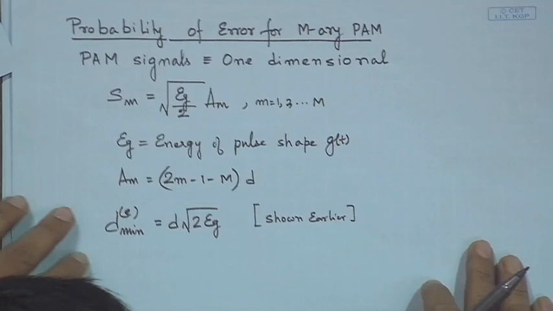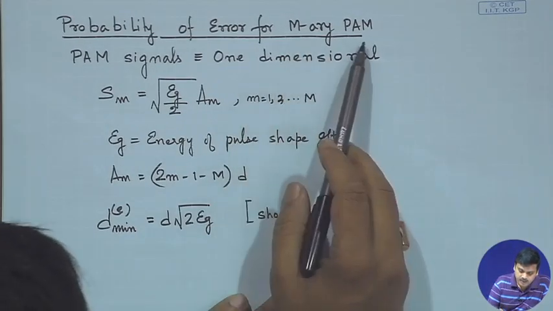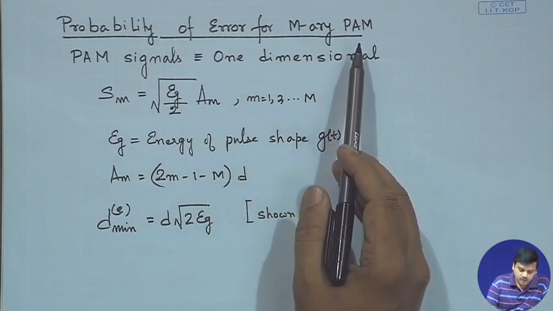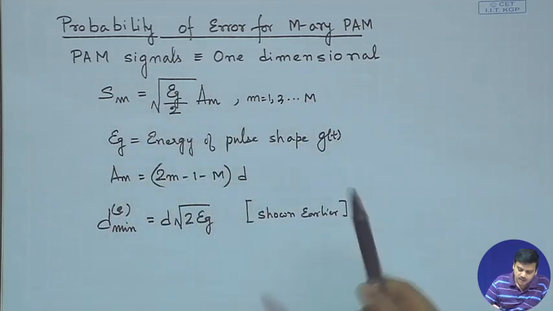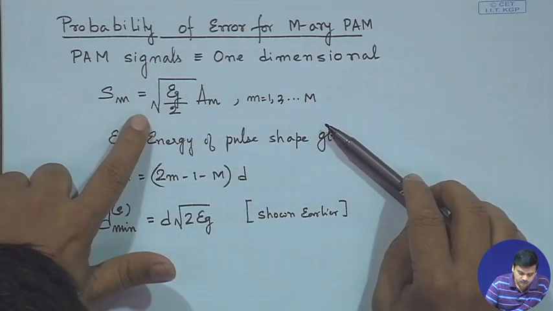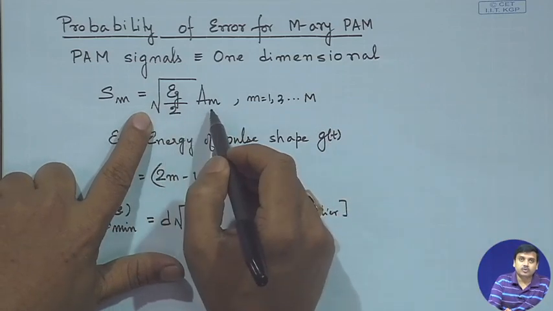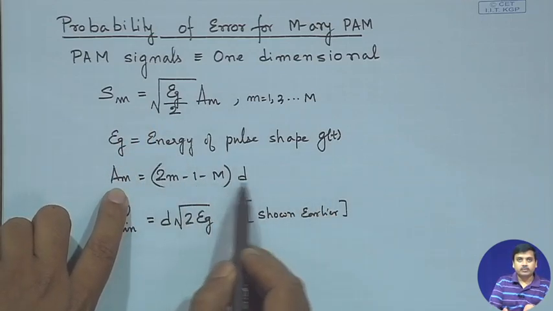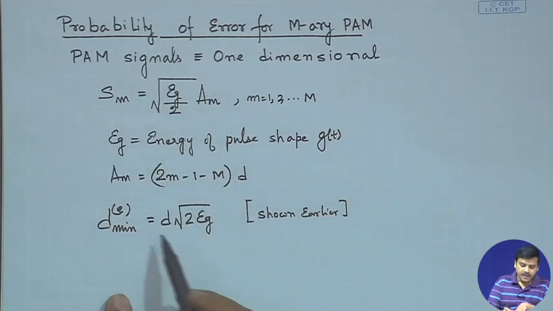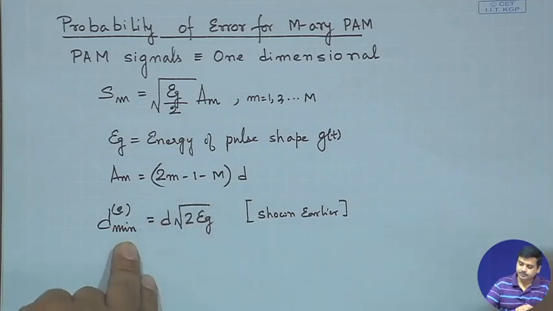Now we next move into the probability of error for M-ary PAM signals. M-ary PAM signals are one dimensional, that we clearly know, and Sm, the modulating signal, is root Eg upon 2 Am, where Eg is the energy of the pulse shape and Am is 2m minus 1 minus capital M into d, and these we have covered before, and the minimum distance is d times root over 2 Eg. These things also we have considered earlier.